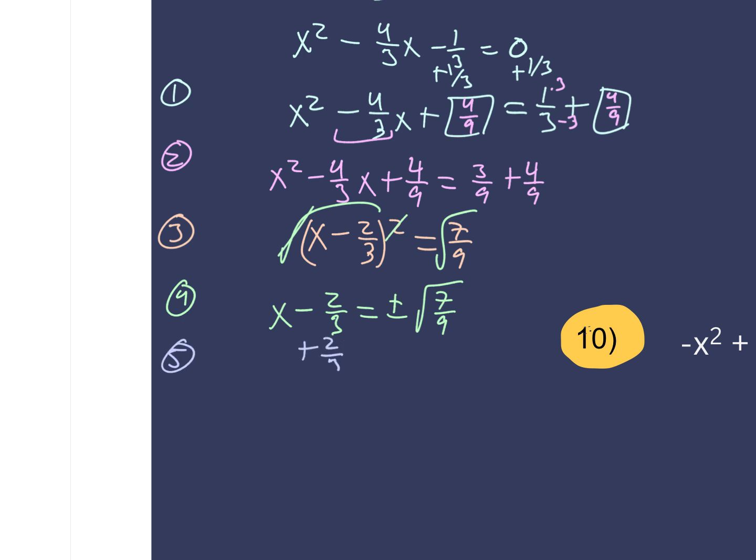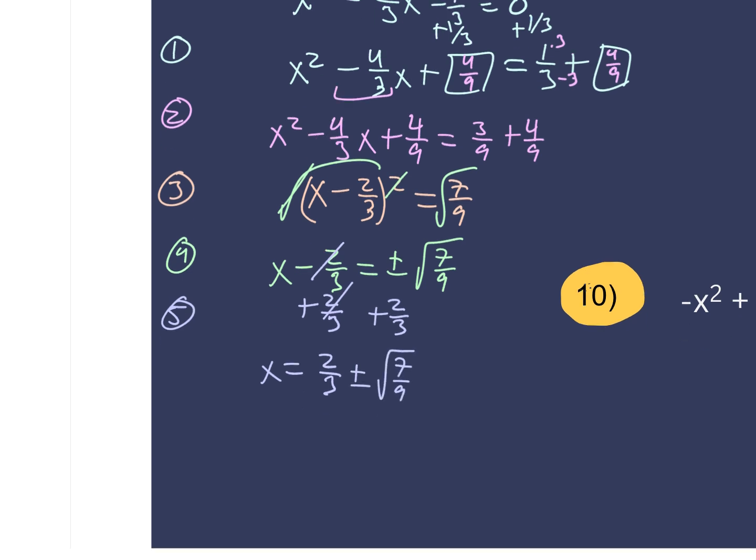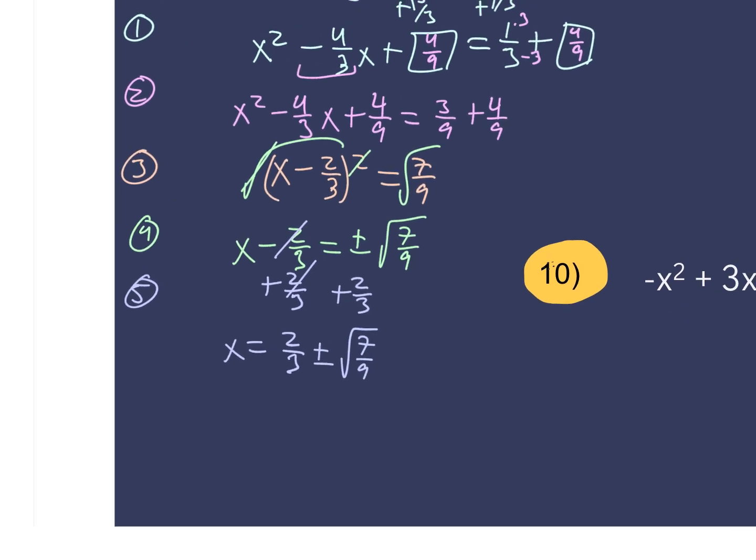So let's add 2/3 to both sides. We get x equals, these cancel out, x equals 2/3 plus or minus the square root of 7/9. And then the square root of 7/9 can simplify, right? Square root the top, square root the bottom. We get x equals 2/3 plus or minus the square root of 7/3. And then that should be your answer.